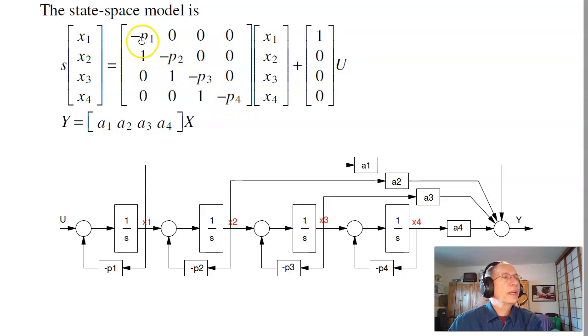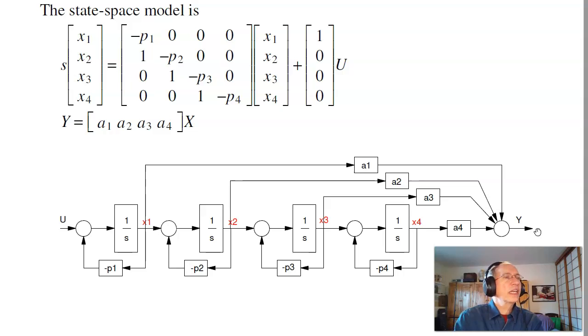What that looks like in block diagram form is as follows. In matrix form, it's going to be x1 dot is minus p1 times x1 plus u. x2 dot is x1 minus p2 x2. x3 dot, I have all these cascaded first order systems. Then the outputs get added together to produce y.